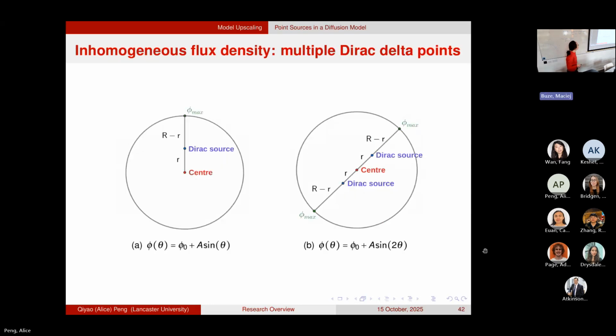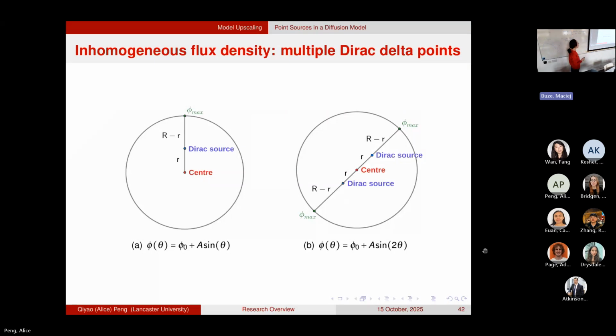Then we started entering the world regarding inhomogeneous flux density, because we are considering a circular cell. So we definitely need a spatial-wise 2-pi periodic function. And yes, the simplest one is the sine function. The other reason is the Fourier analysis: sine theta, sine 2 theta, etc., they build up a proper subspace.